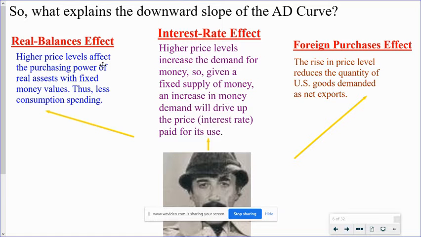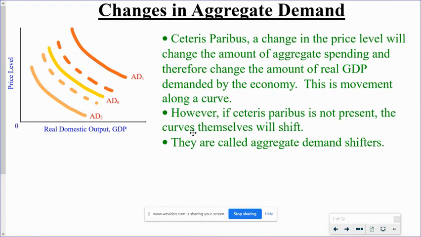So once again, the shape of the aggregate demand curve is explained by those three things, not the same, of course, as microeconomics. So ladies and gentlemen, well, what about this curve? This never showed up in microeconomics. Let's talk about how the entire aggregate demand curve will move. In microeconomics, we talked about how the demand curve moved. They were called the determinants of demand.